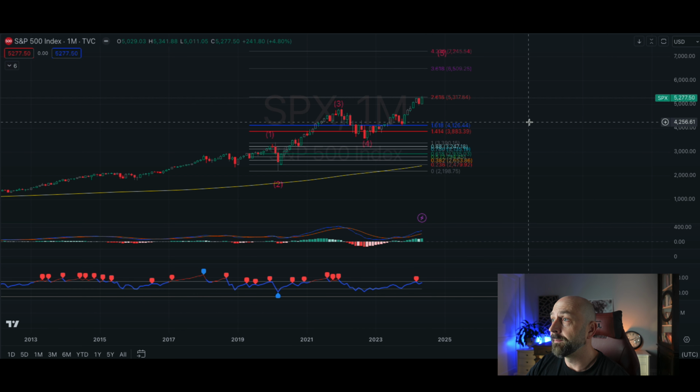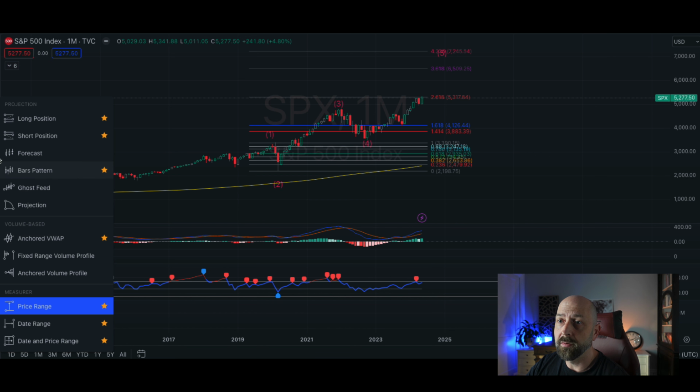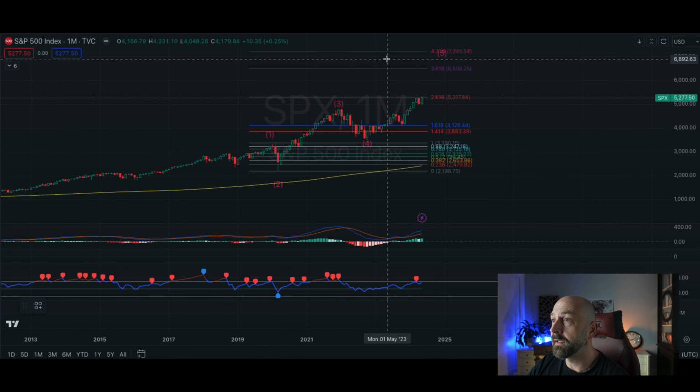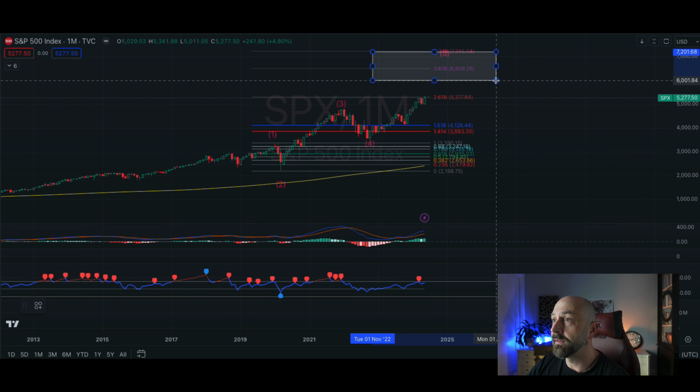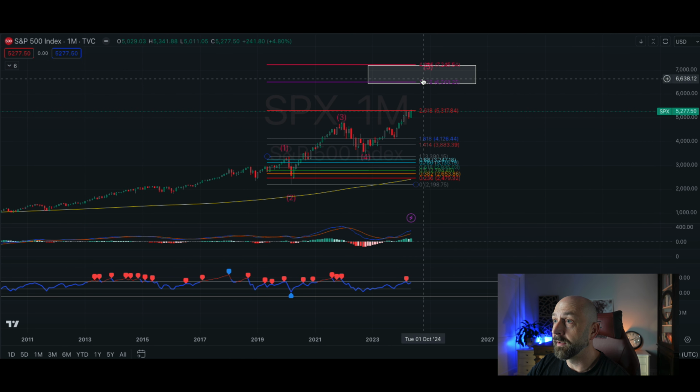But yeah, I wouldn't be surprised if we do get into this 6.5. So what I'll do is put a box here to say this is right where I think the market, between like 7,000 and more like 6.5, let's say 6.5, more like this sort of area here, I would see us hitting this fifth wave up.